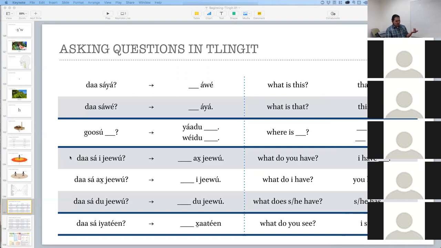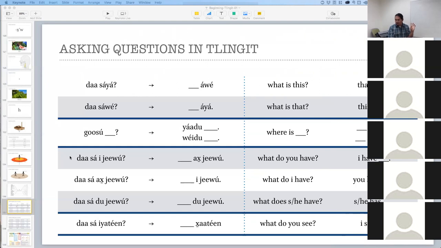And what are we going to have? M&M's. M&M's? Tlinuksiat. Tlinuksiat achjiwu. Tlinuksiat achjiwu. So then there's I have, and it's not a verb, right?